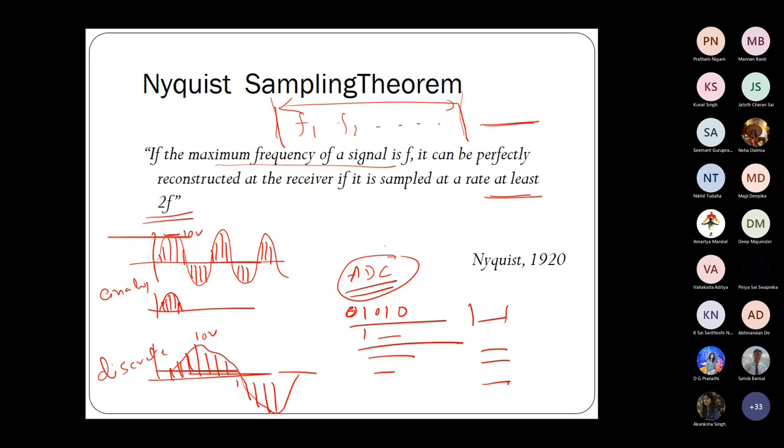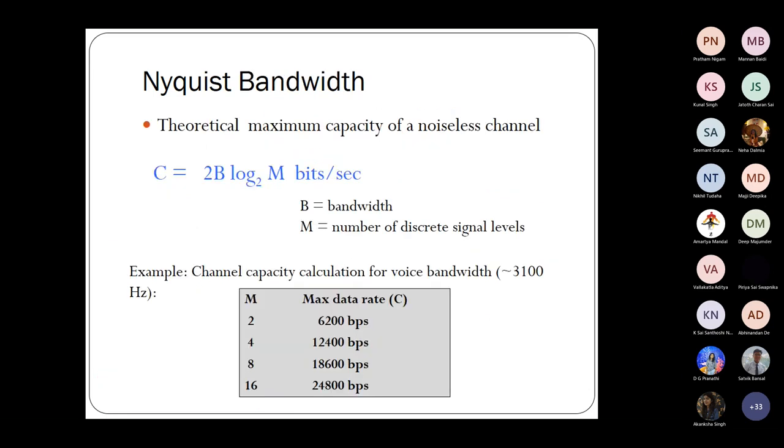So that is the Nyquist sampling theorem. And then the other question is what is the capacity, the maximum data rate that I can achieve over a channel. So this is what Nyquist bandwidth says: the maximum data rate C that you can achieve over a noiseless channel. But remember, that's a perfect situation. We said thermal noise or white noise will always be there. So we'll see how to handle that.